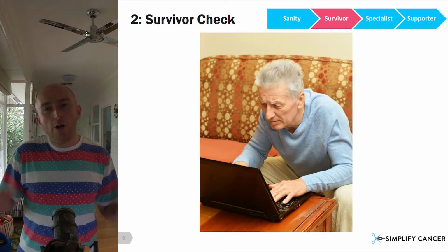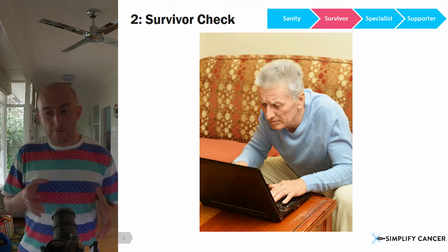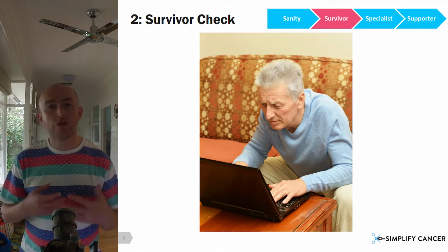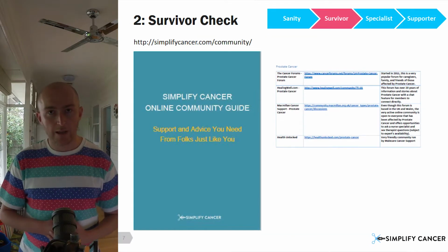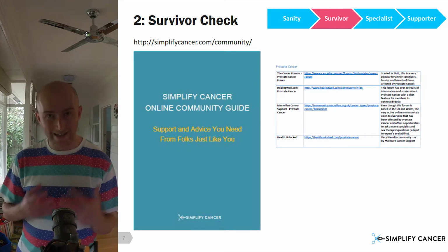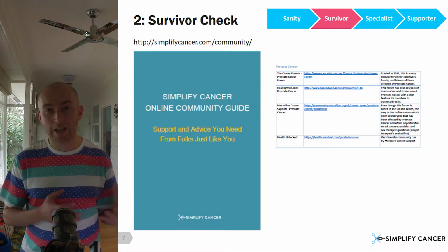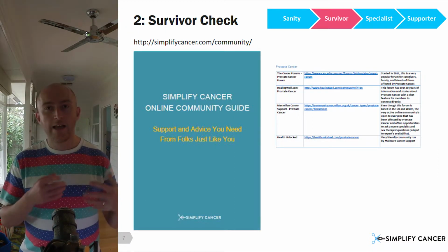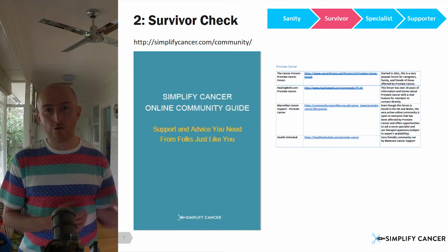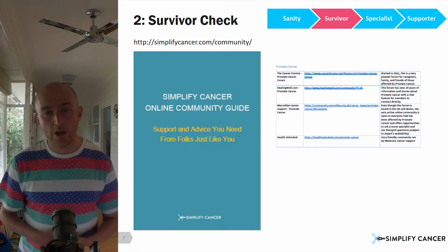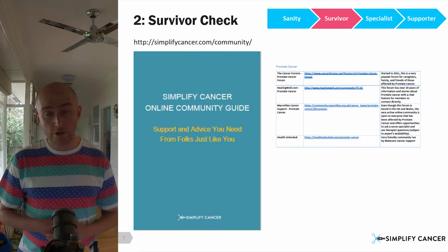So how do you find these communities? Well, the best place to do it is really online. You can search for them, or you can just grab a list off my website. It's completely free. I put together this thing called the Online Community Guide. It's got the top 3 recommended online communities for most cancers. You can just grab this PDF from my website. If you go to simplifycancer.com, and you go into the tools section, you can find the Online Community Guide.